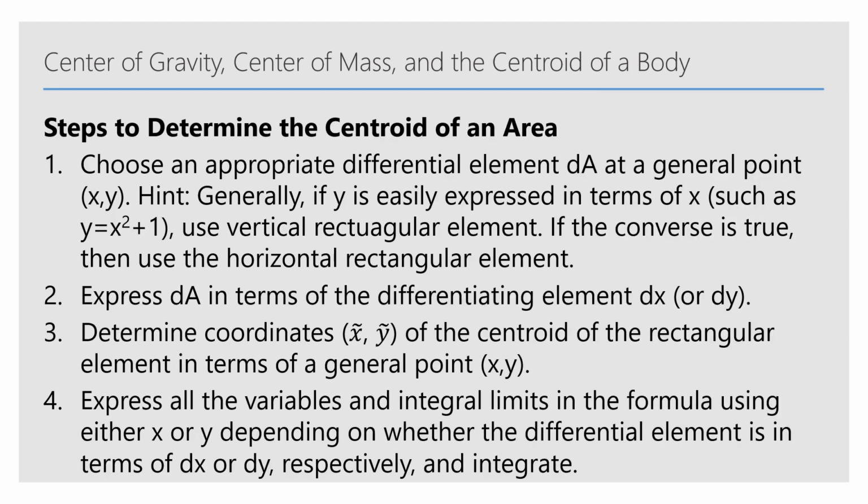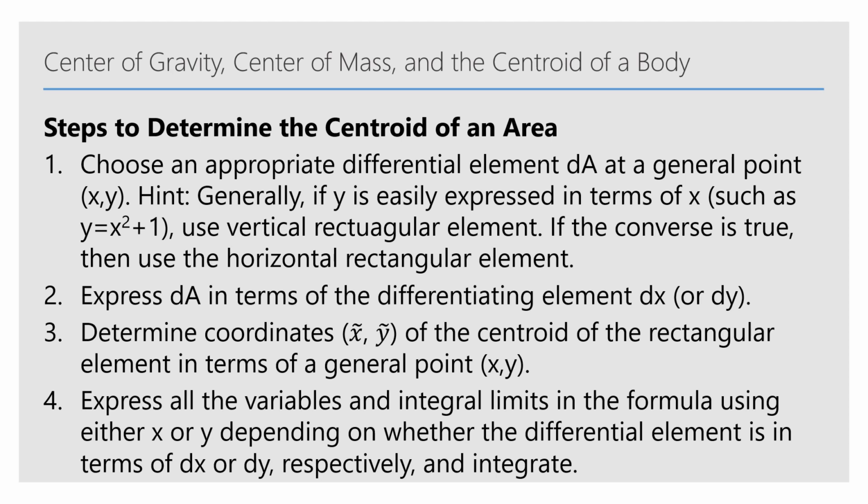So, some steps to determine the centroid of an area. We first choose an appropriate differential element. It could be differentials of A, L, or m, whatever it is that we're looking for, at a general point x, y. A good hint is, if we have an equation like y equals x squared plus 1, then we will express it in terms of x and use a vertical rectangular element. If it's the opposite way, instead of using a vertical rectangular element, we'll use a horizontal rectangular element.